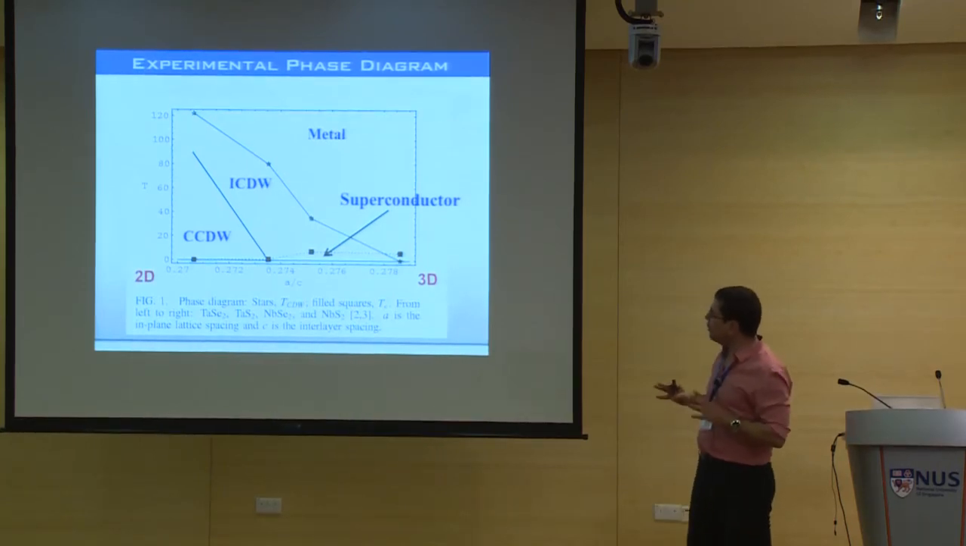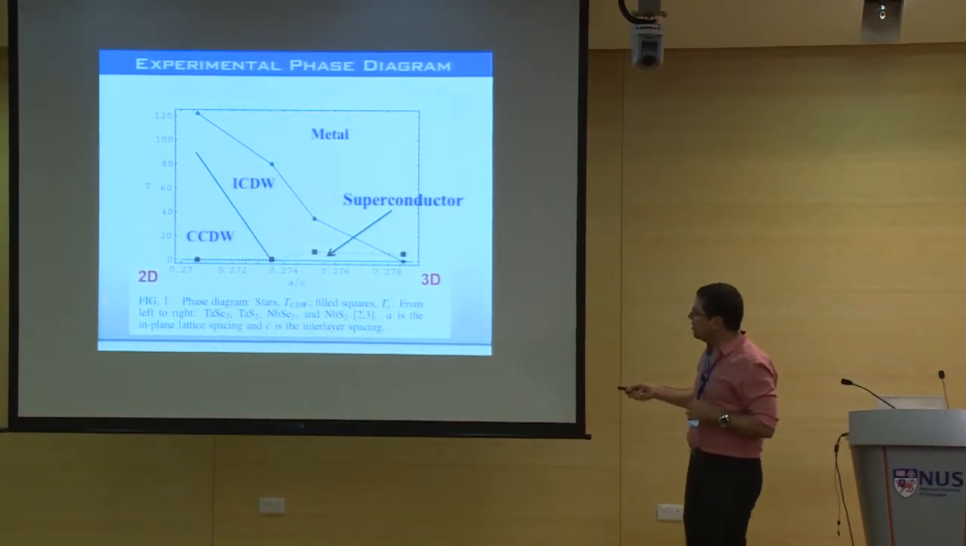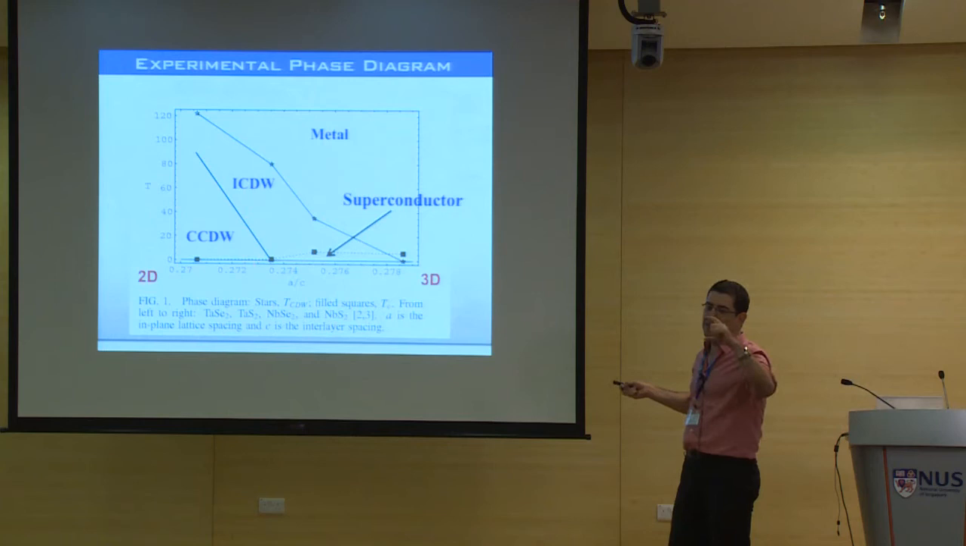So this is the first phase diagram. Actually, this is temperature, and this is the ratio between the in-plane to the out-of-plane lattice spacing. And there are different materials here. So this is, I think, tantalum diselenide, tantalum disulfide, niobium diselenide, and niobium disulfide. And these are all the phases that you have.